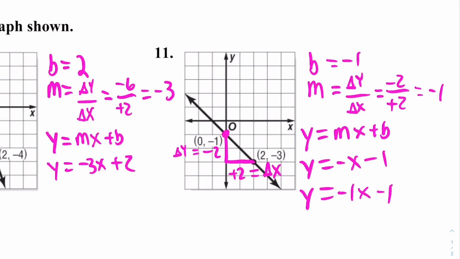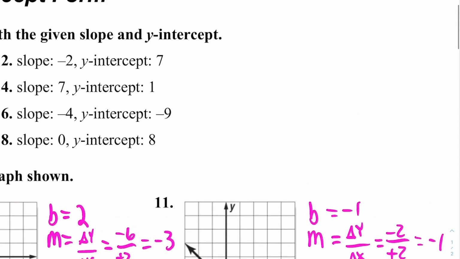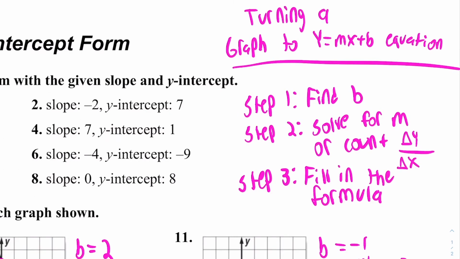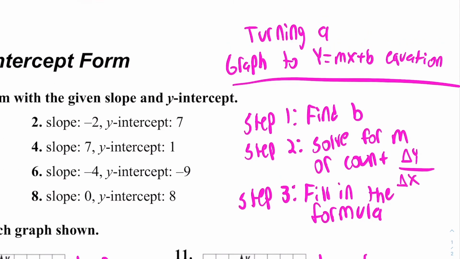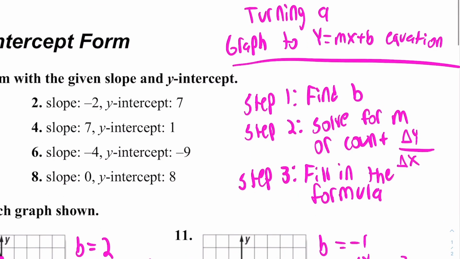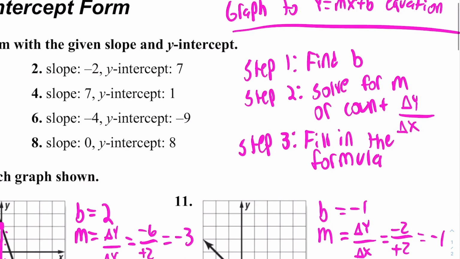Okay, that's it, but let's write down those steps. Let me just show you those steps right here. Those are the summarizing steps. For turning a graph into y equals mx plus b, you just need to find b. Then you can calculate m. You could either do it the same way we did rate of change on Monday, or you can count how the y is changing and how the x is changing and then just divide them. Finally, you take those numbers for b and for the slope and you fill it into the formula.